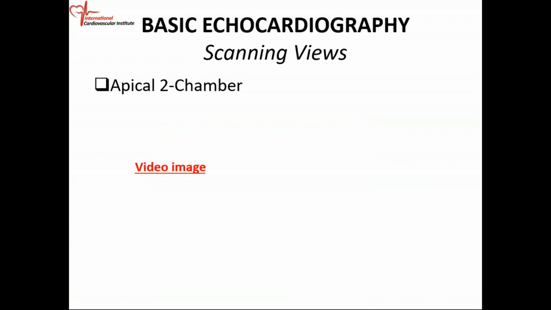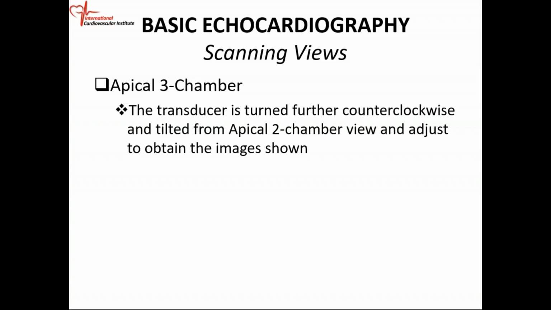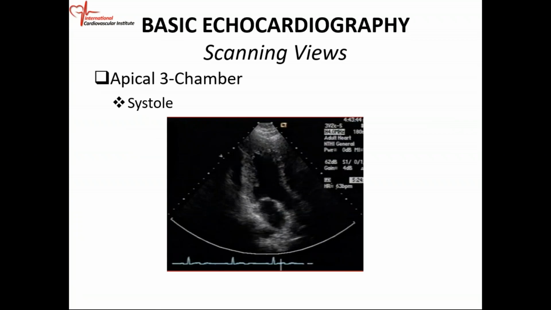Counterclockwise rotation. Now, in order to get the 3-chamber view, you're going to rotate it further counterclockwise. Again, very small, minuscule movements. So the transducer is turned further counterclockwise. You're going to tilt it from the apical 2-chamber view. You're going to adjust it a little bit, and this is what you're going to get.